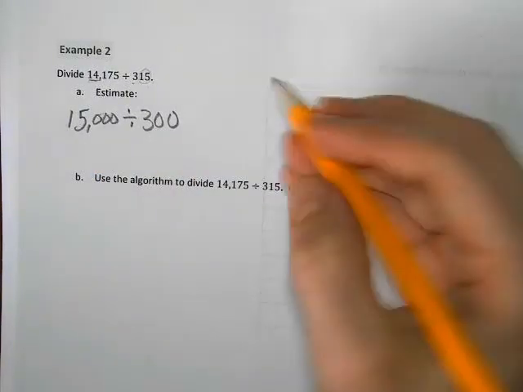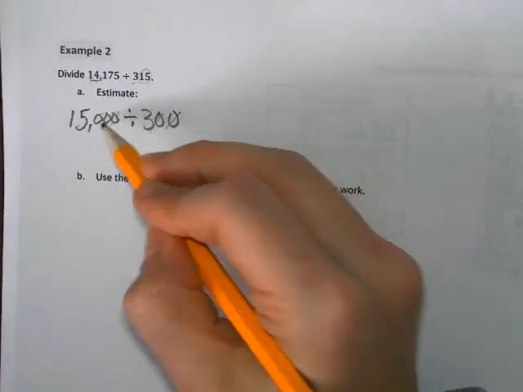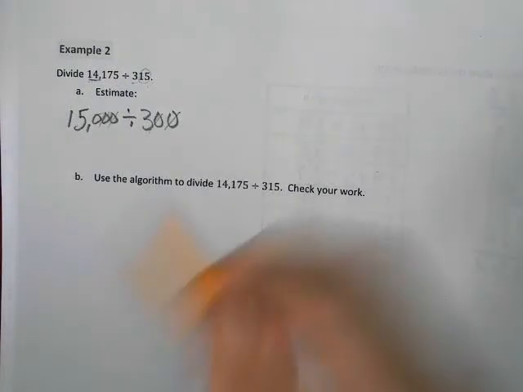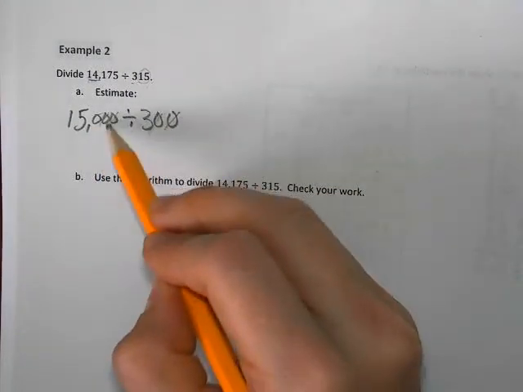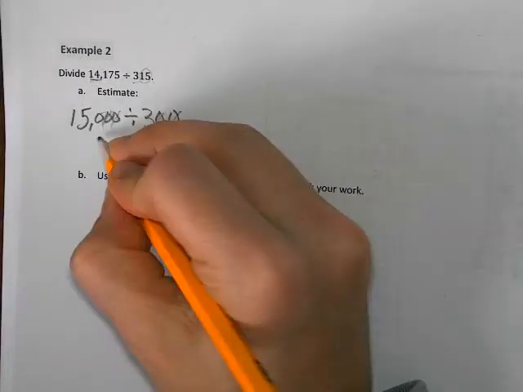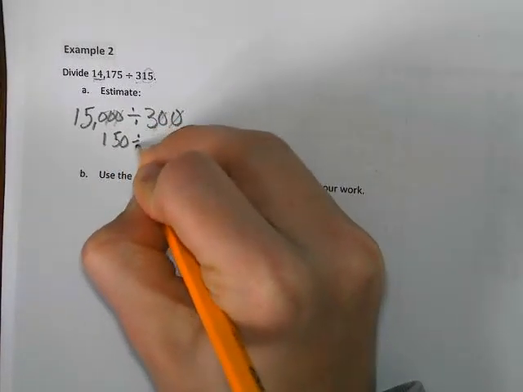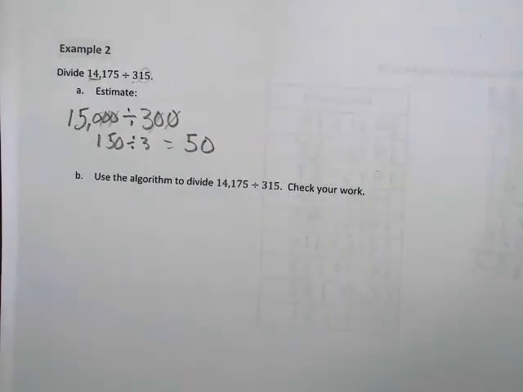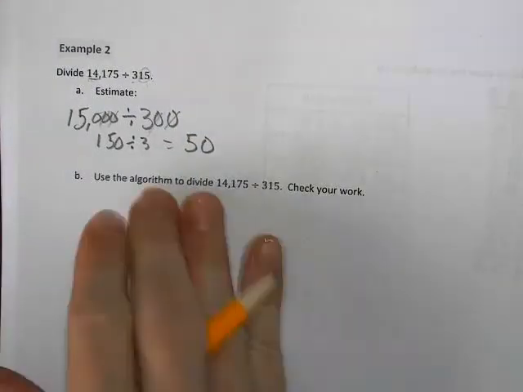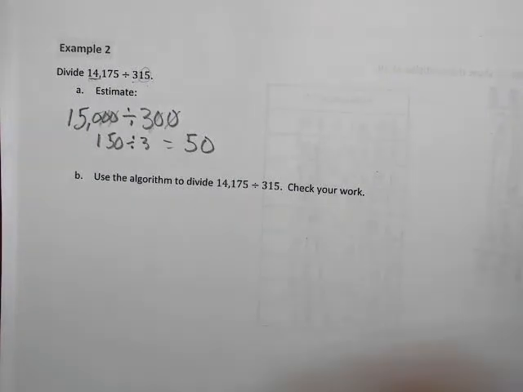15,000 divided by 3. Remember the values, the zeros. This is my 10s, or this is my 1s. This is my 10s. When they're the same, we can mark them off. So this is 150 divided by 3, which is 50. So my answer should be close to 50.